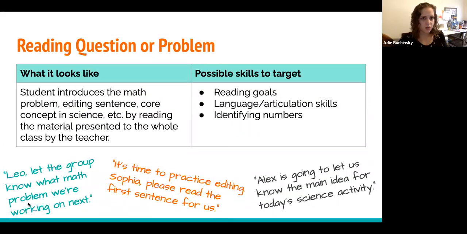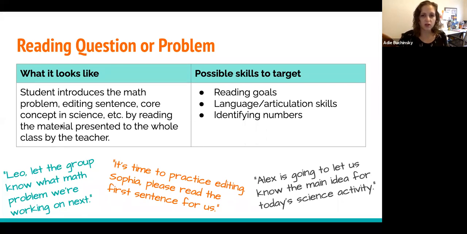Another strategy that you might use is incorporating a student with significant support needs as the individual who's reading a question or problem aloud to the class. So while solving the problem or answering the question might be too challenging for a student at that moment, they can be the one who presents it to the class.